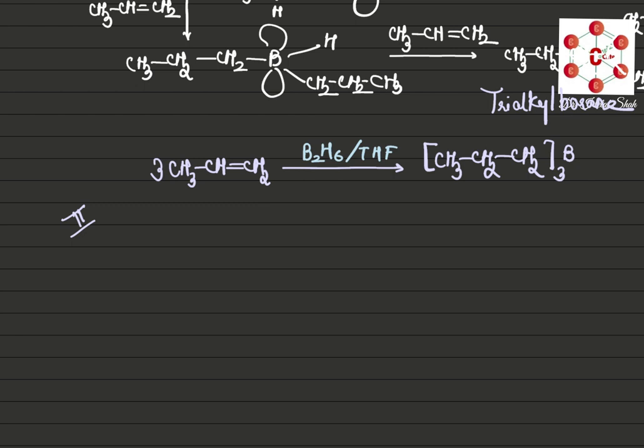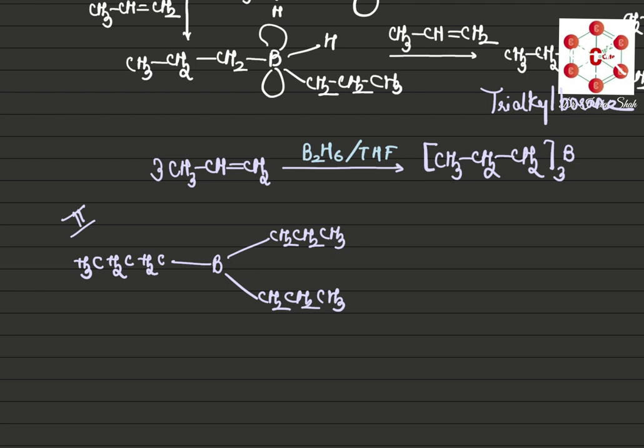Now, oxidation, how would this happen? Right? So, obviously, you take boron, CH2, CH2, CH3, CH2, CH2 and CH3, CH2, CH2 and CH3. We're not doing the mechanism, so don't worry. This is now treated with H2O2 in alkaline medium.